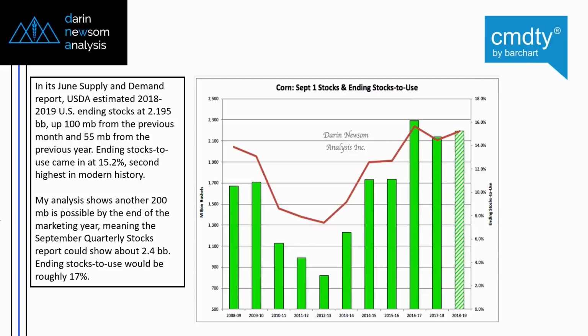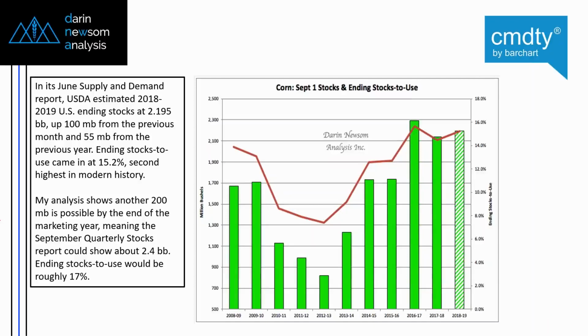Now, if I go back to my analysis of where I think the September quarterly stocks number will be, which is the key to all this, which is the de facto ending stocks number for corn, I think we could add another 200 million bushels to this. I'm getting that basically from the slowdown that we continue to see in export demand. So I think we can add 200 million bushels to our ending stocks, and that would bring it back up to about 2.4 billion bushels.